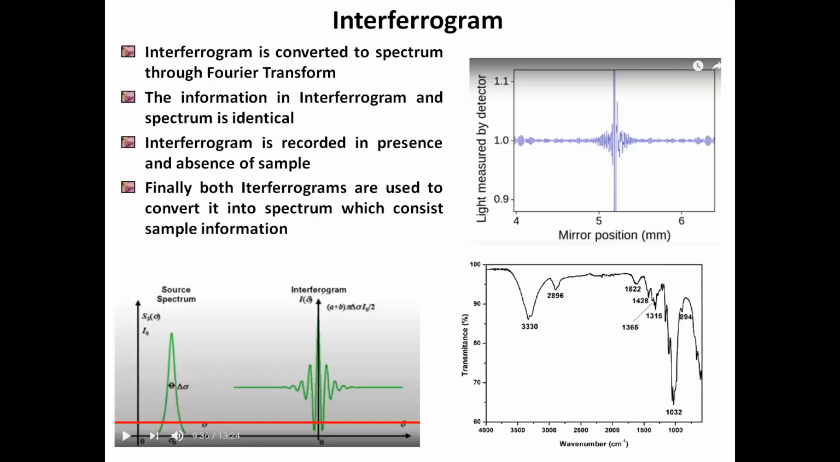Now, here you can see the interferogram and FTIR spectrum. See, the interferogram is converted to a spectrum through Fourier transform. Here, this is the pure interferogram, meaning the interferogram produced by the detector. This is the mirror position in mm, because the path difference is converted directly into mirror position, and here you get the light measured by the detector. How much light is measured by the detector?